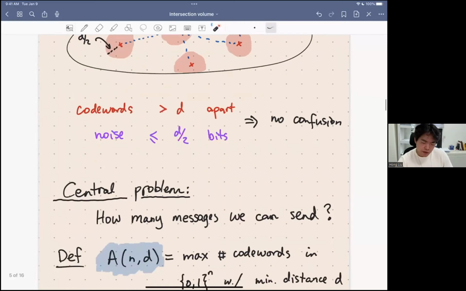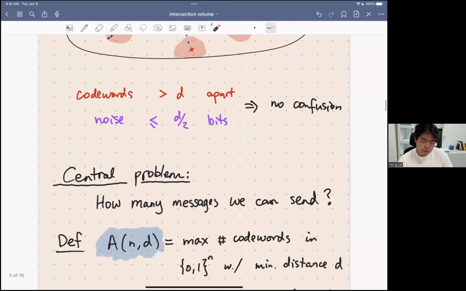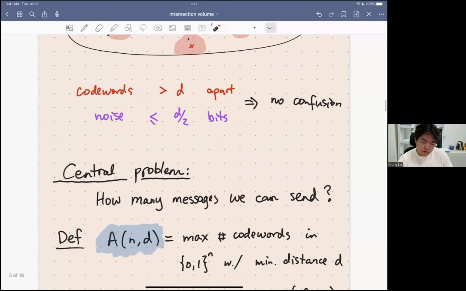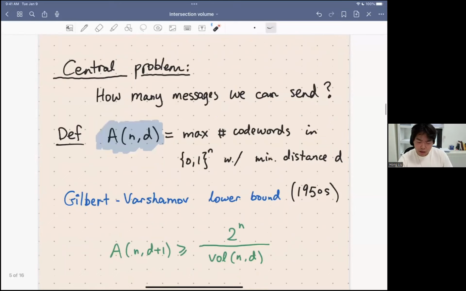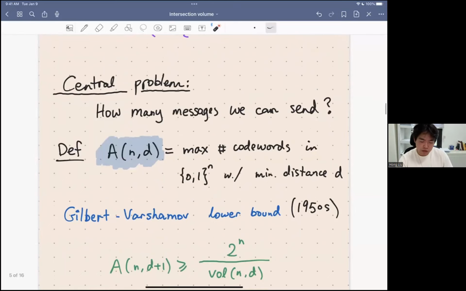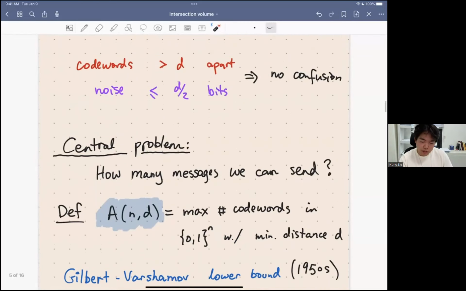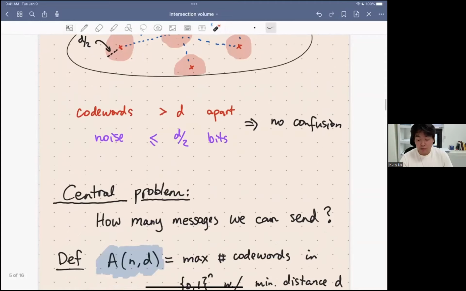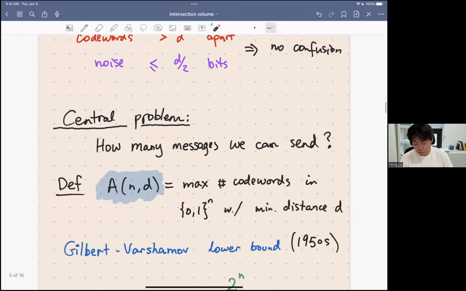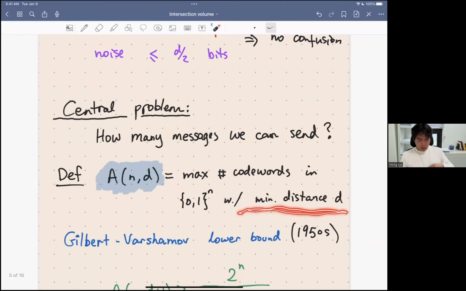One of the central problems in coding theory is to determine how many messages we can send as a function of n, the dimension. Let's define A(n, d). A(n, d) is the maximum number of code words, these red crosses, that we can choose as binary strings so that they are pairwise of distance at least d apart.